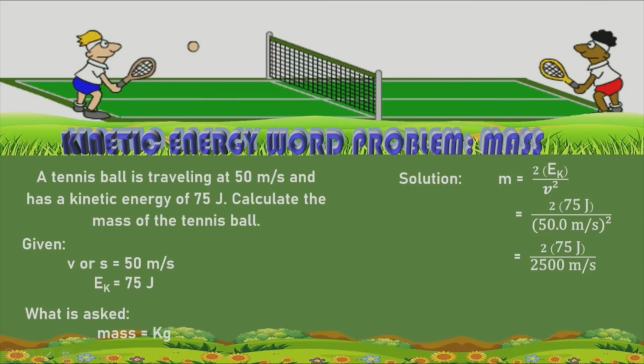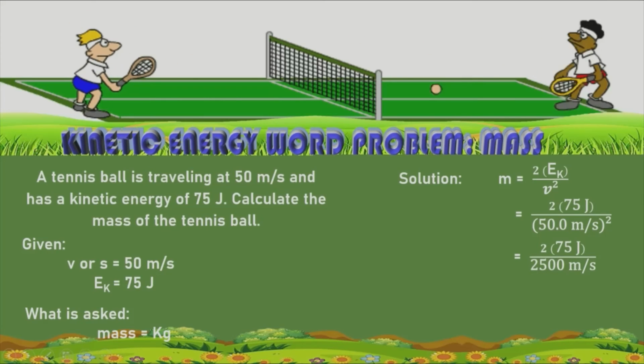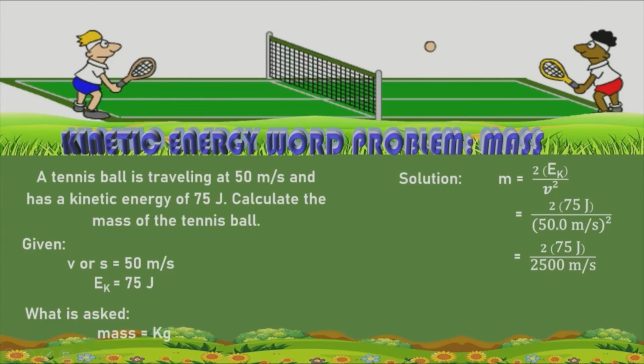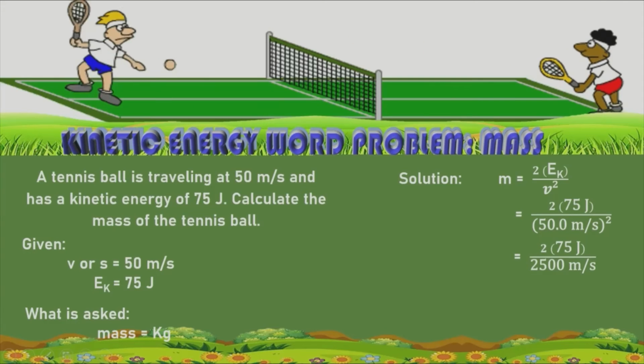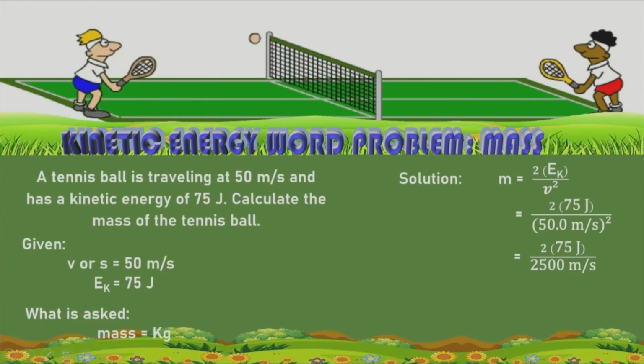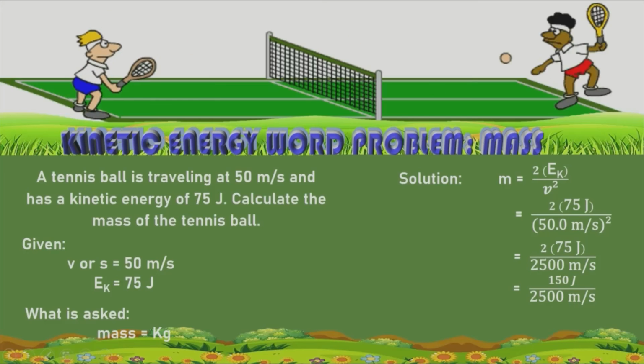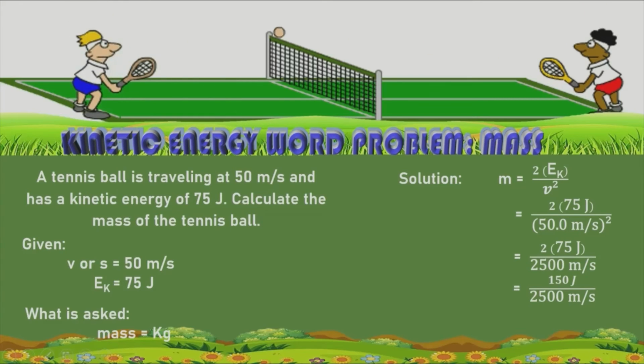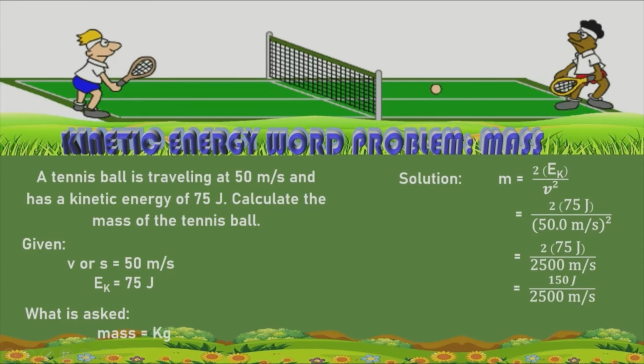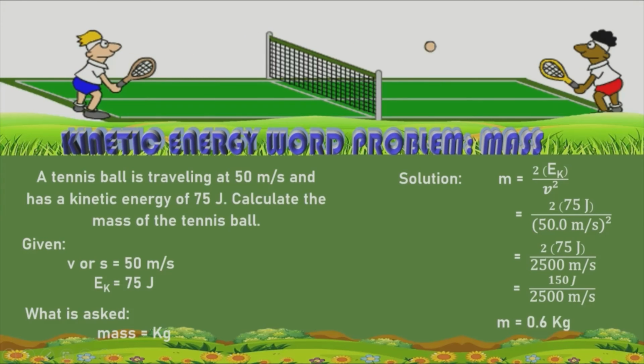Then we divide the kinetic energy of the tennis ball, which is 150 joule, by its velocity squared, which is 2,500 meter squared per second squared, so that we get its mass of 0.06 kilogram.